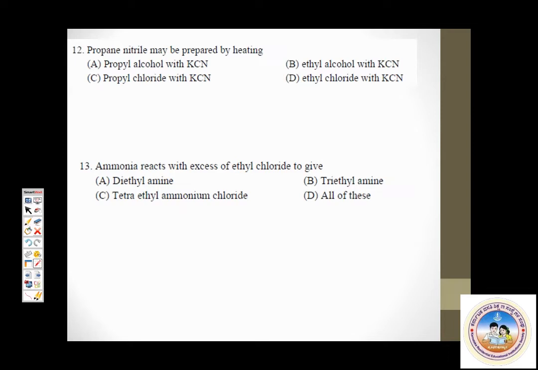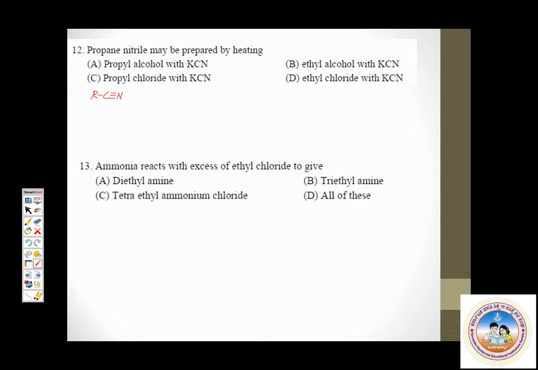Okay. Question number 12. Carefully read this. Propane nitrile. So you are trying to prepare a nitrile. Nitriles are represented by the general formula RCN. These are organic cyanides or nitrile. Okay. Now you have to prepare it. You have to find out of the 4 options which is the method which is going to give you propane nitrile. Now let me write what is propane nitrile.